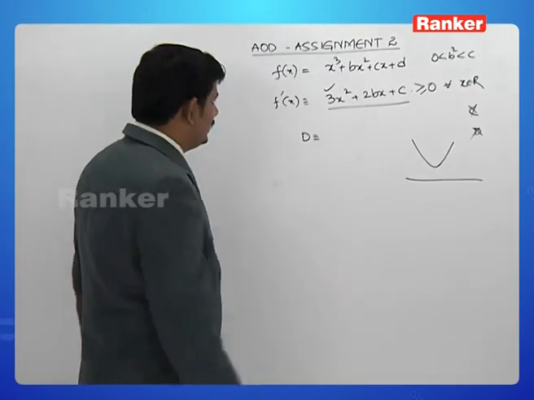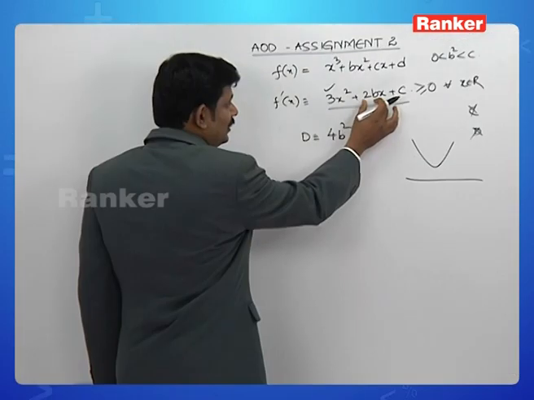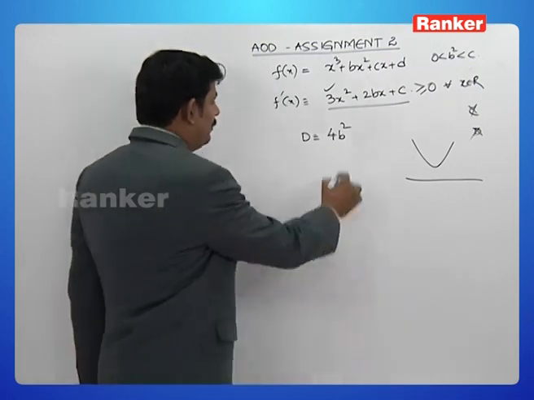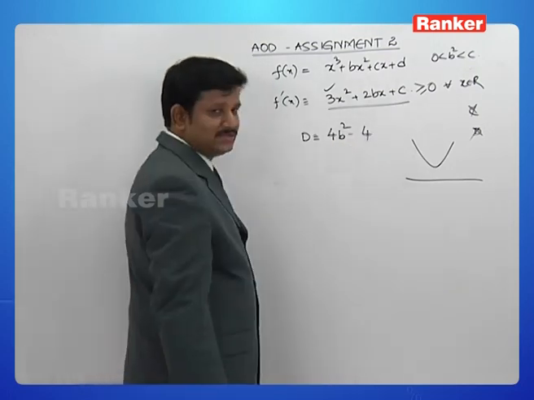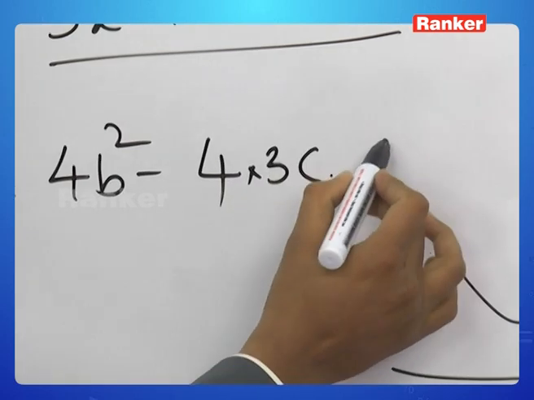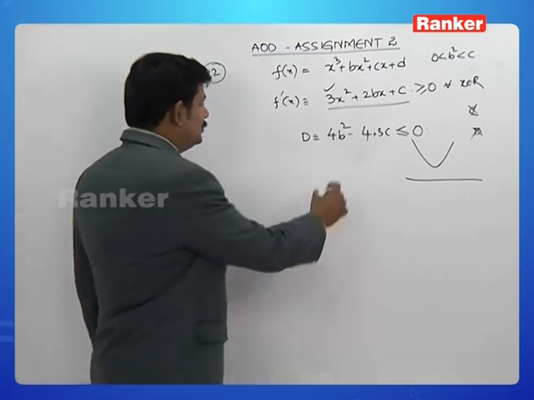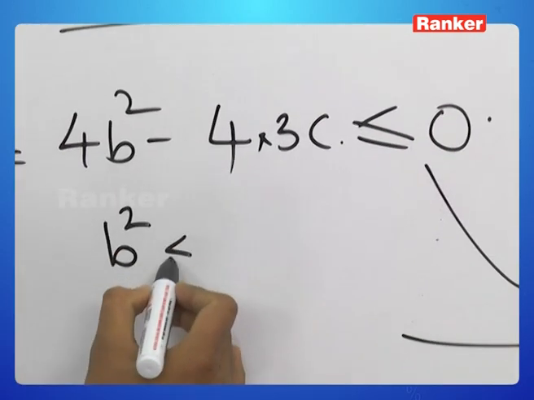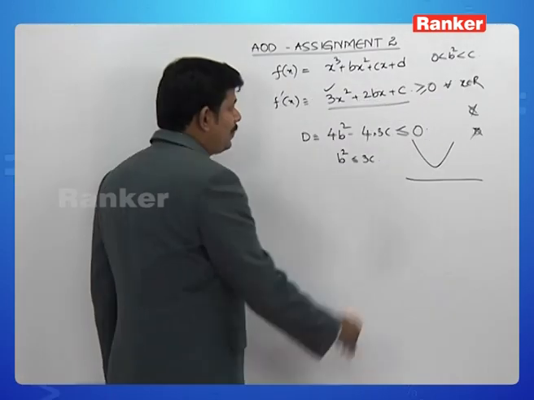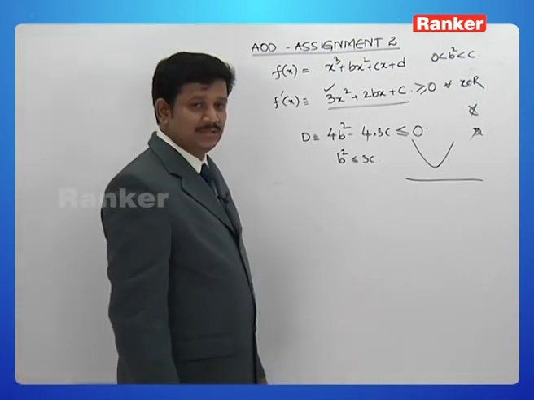Discriminant of f dash of x is b square, that is 4b square, coefficient of x square minus 4ac, where a is 3 and c is c. This quantity should be less than or equal to 0. So b square should be less than or equal to 3c.